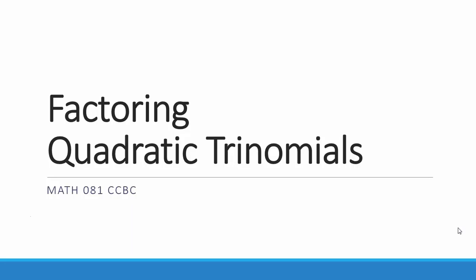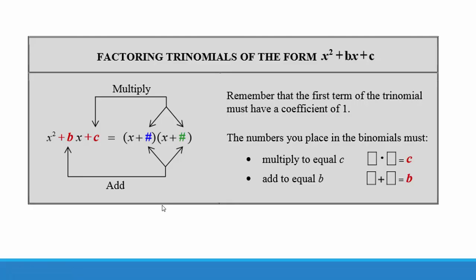In this video, we will factor quadratic trinomials. Factoring trinomials of the form x squared plus bx plus c. Remember that the first term of the trinomial must have a coefficient of 1 to use this method. The x squared term of the trinomial will have a 1 coefficient. We will be given something in this form, and we will want to factor it as two binomials multiplied together.